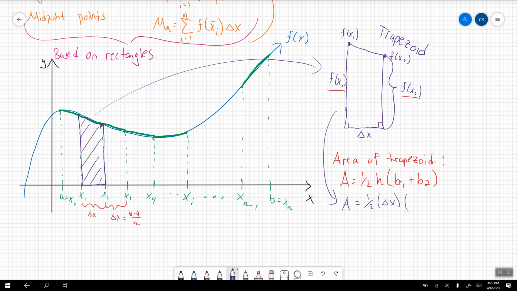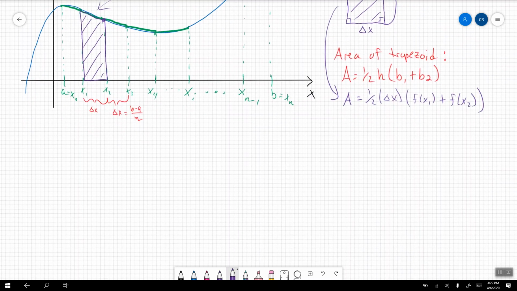Base 1 and base 2. Well, base 1 is, let's call it, function of x1. Base 2 is that function of x2. Which means we found the area of the trapezoid, which was the area of this initial trapezoid. Awesome. But there's an issue with that, and the issue is that it doesn't approximate all of the area under the curve. This only approximates that one trapezoid.